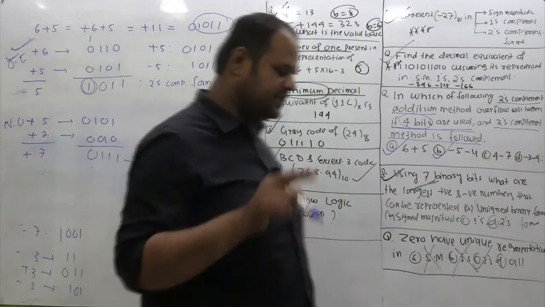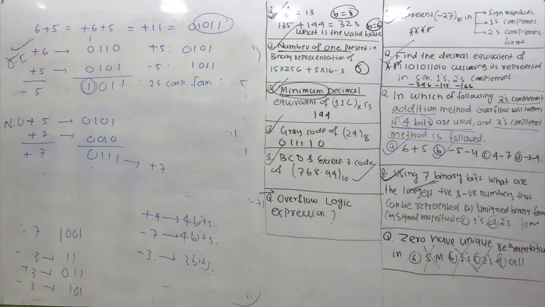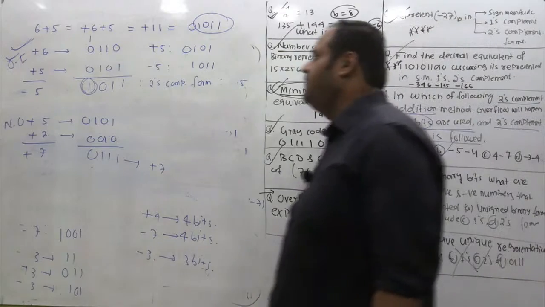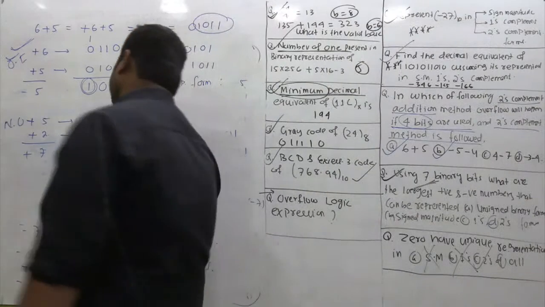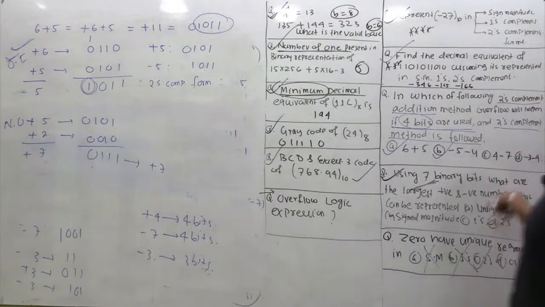If we add two same sign numbers, there is a chance that overflow may happen. I cannot guarantee it will not happen. It depends on what numbers you have taken. But if you are adding two opposite sign numbers, you are never going to get overflow conditions like these cases. So here there is no overflow.